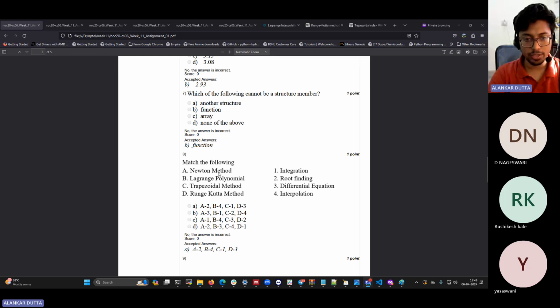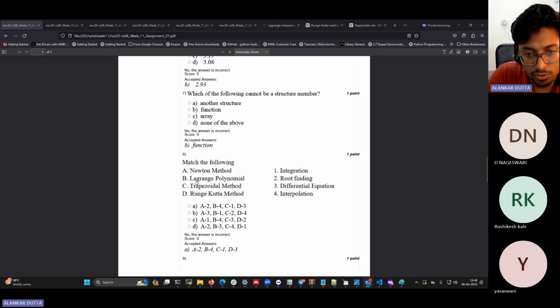The thing is, what are these different methods? So Newton method is for root finding, and I think we have already discussed root finding last week, which is used to find out the roots of a polynomial, or rather any transcendental equation. And Newton method is one of the numerical techniques to find the roots of such transcendental equations. So the first match is A2 in here.